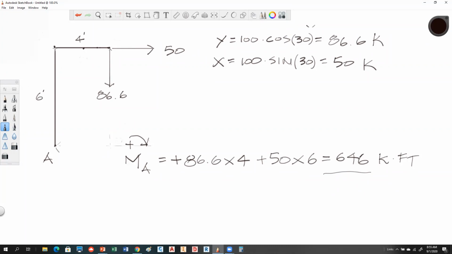Well, if we took a moment at this point up here, we would still have 4 times 86, but this one would drop out of the equation because there's no distance here. So the moment at this point would just be 86 times 4, okay? So it does make a difference when you have more than one vector going through that you're dealing with. All right?